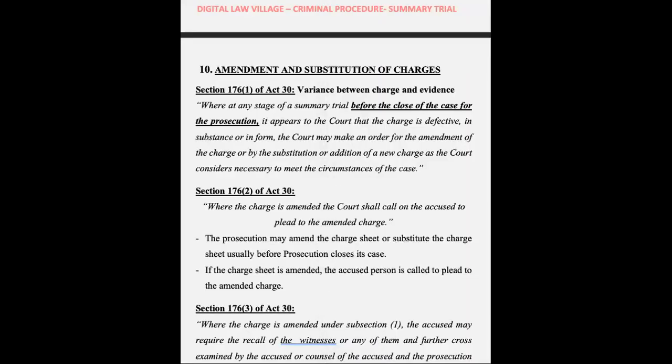So before the prosecution closes their case, after they've called the investigator, all I'm saying is that there's something the prosecution can do before they close their case: they can amend or substitute the charges. This is because of Section 176, subsection 1 of that Act. We say that where at any stage of a summary trial, before the close of the case for the prosecution, it appears to the court that the charge is defective in substance or in form, the court may make an order for the amendment of the charge or by the substitution or addition of a new charge as the court considers necessary to meet the circumstances of the case. When the charge is amended, the court shall call on the accused to plead to the amended charge.